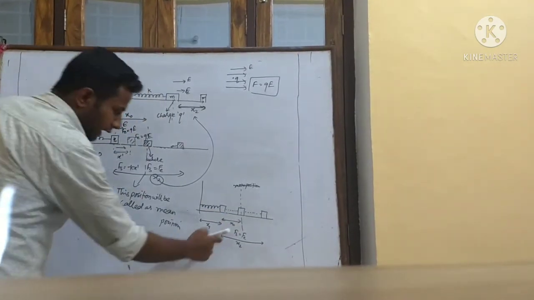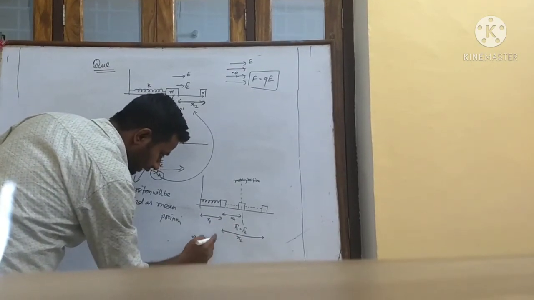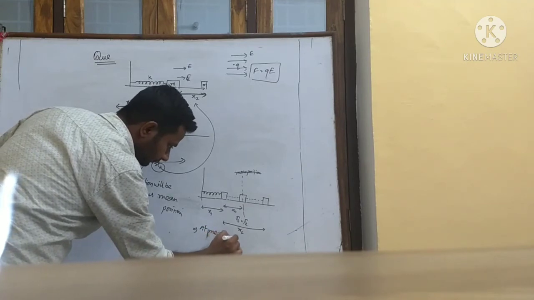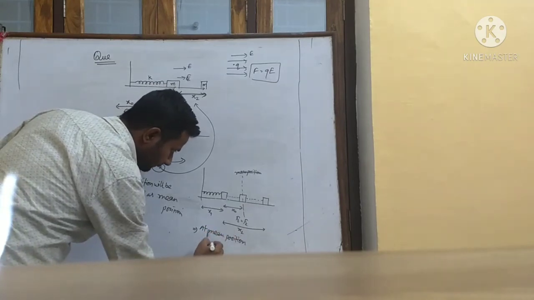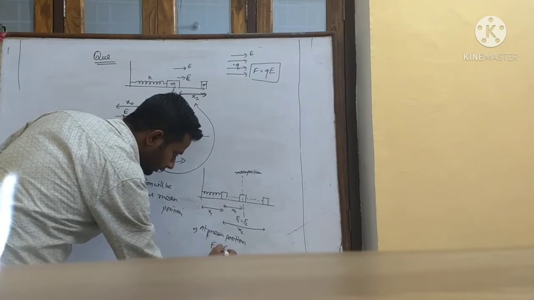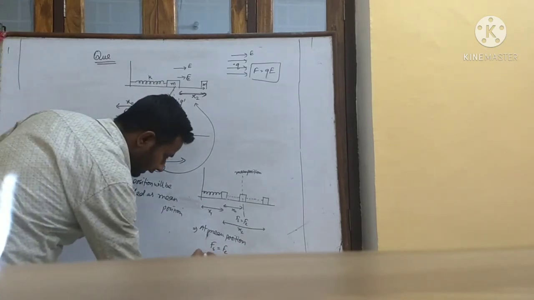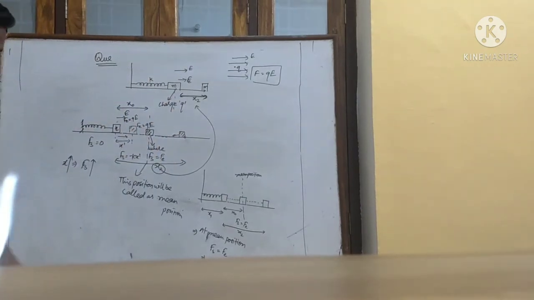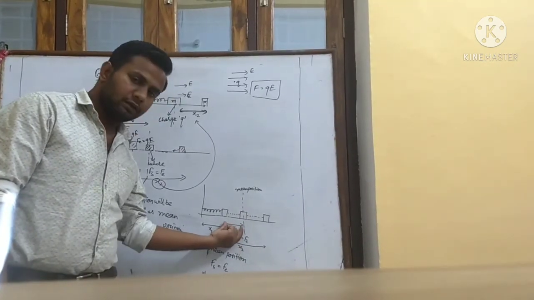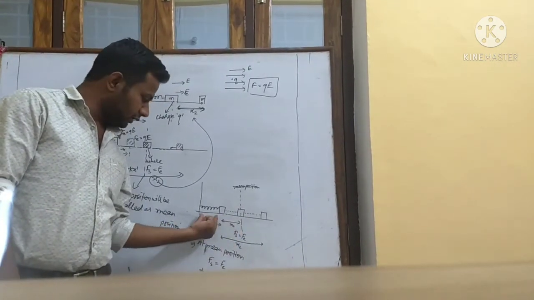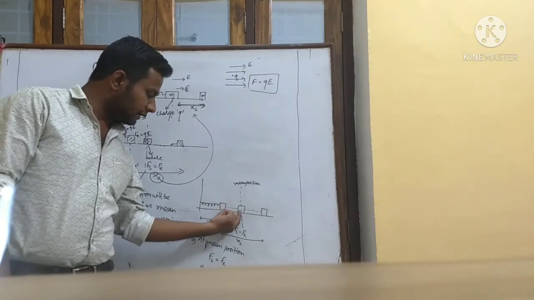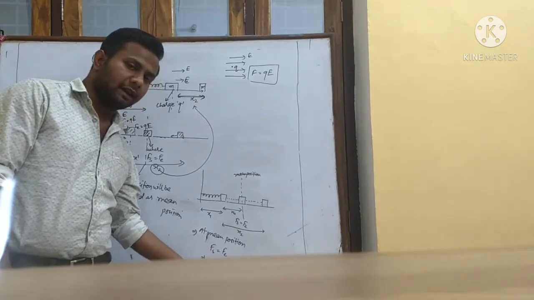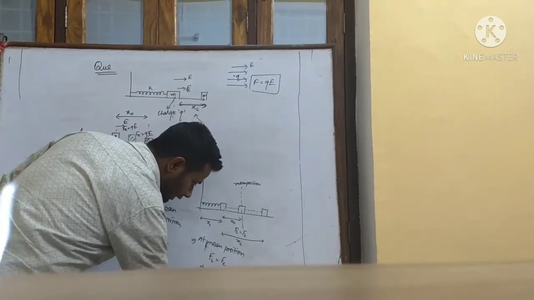So x0 will be very simple. How? At the mean position, Fs is equal to Fe. Fs is k x naught. This is the restoring force. What will be the restoring force at this position? This is the original length of the spring. It gets stretched by the distance x naught. So definitely the restoring force will be k x naught, and this will equal QE.